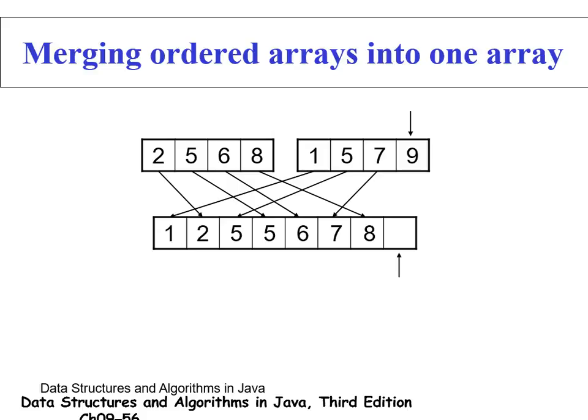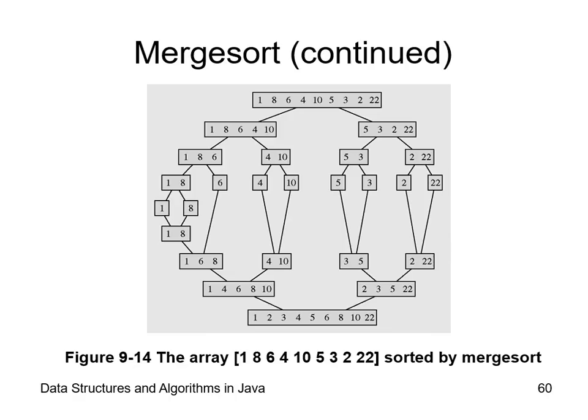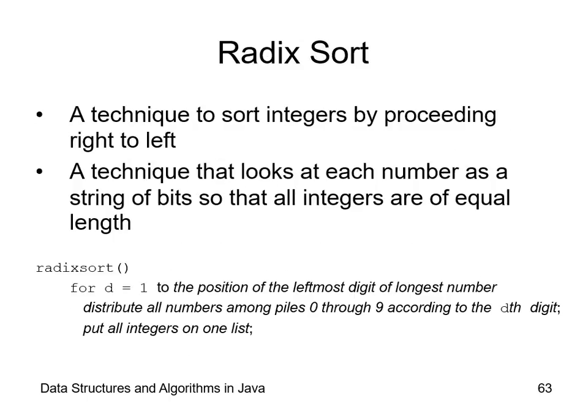Okay, another one. Radix sort. Next one, radix sort. Ready? Did we do merge sort? What is radix sort?